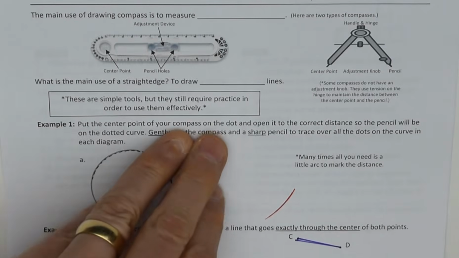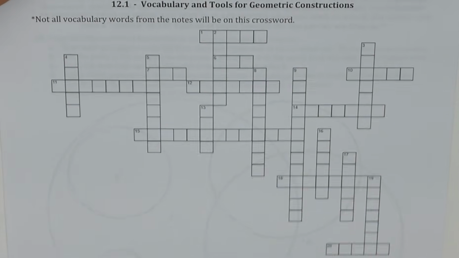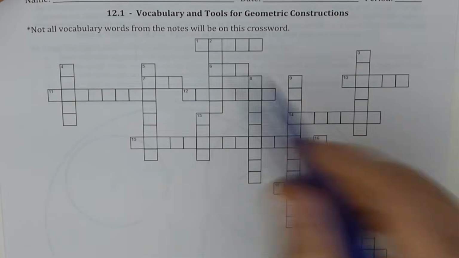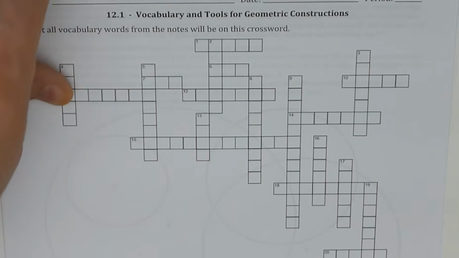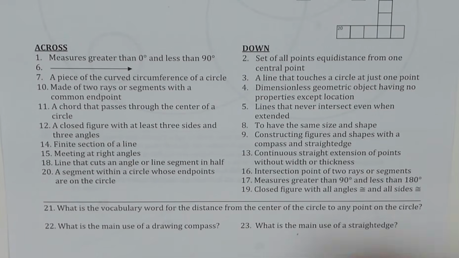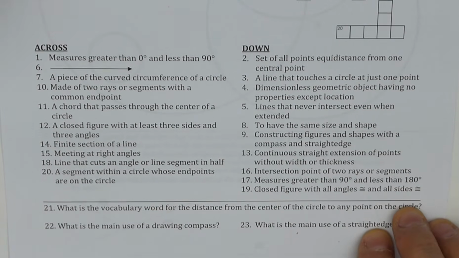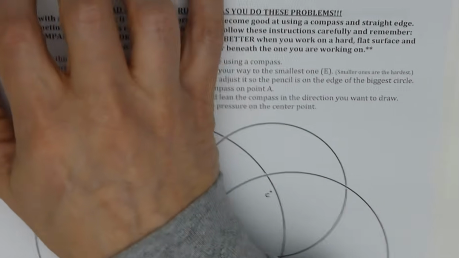So I'm going to flip this page over and take a quick look at some of the assignment. On the assignment, there is a part of this that's just a crossword. It uses some of those geometry vocabulary words that we talked about. So we've got the across and down. If you get those figured out, you're in great shape. There are some really good questions down here on 21, 22, and 23. But what I'm really interested in practicing is this stuff right here.